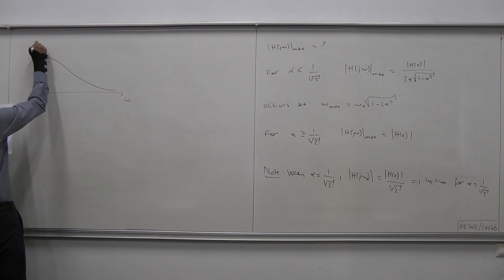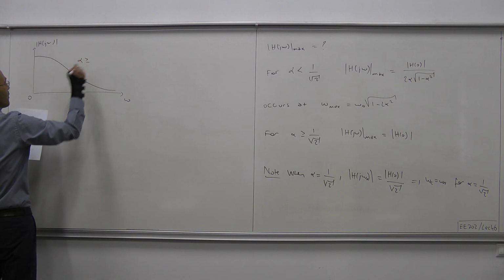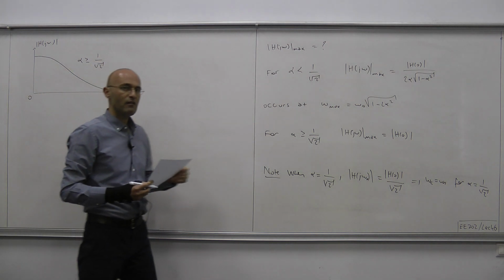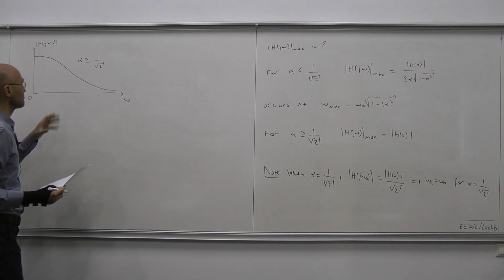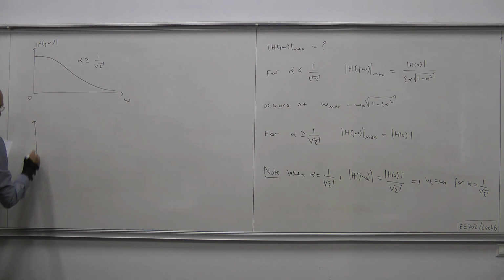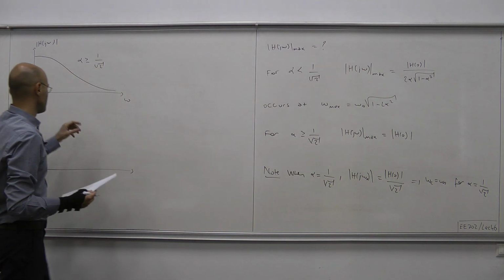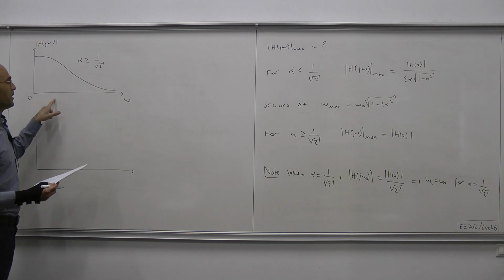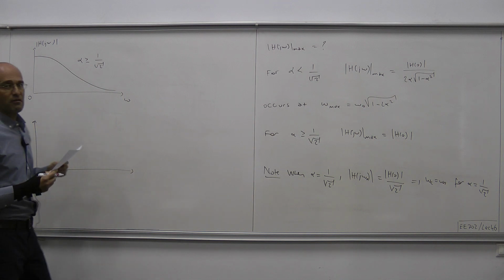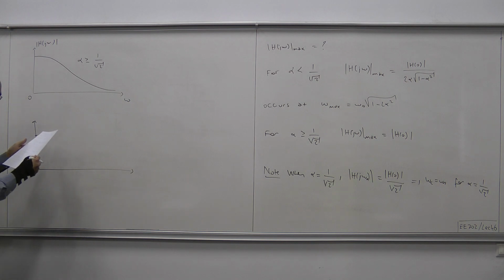Omega 0 h j omega, and this is for alpha greater than or equal to 1 over square root of 2. If alpha is small, then we have something a little bit more interesting, in the sense that the maximum is attained not at 0 but somewhere in between. And we know that it's a low pass filter, so we start already from something that's far away from 0.